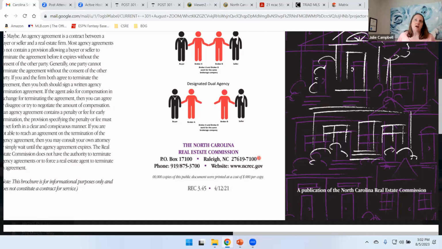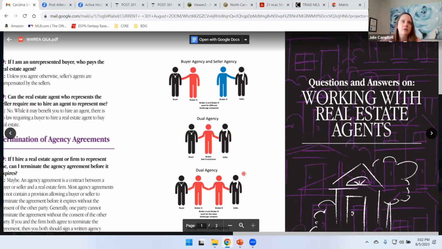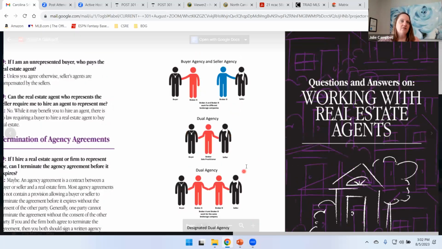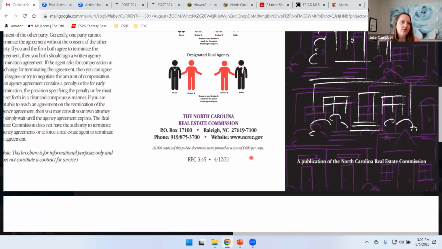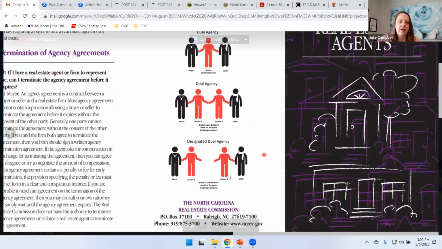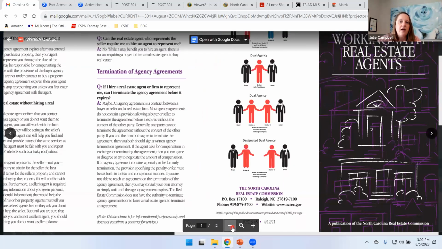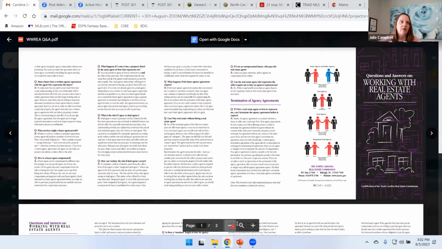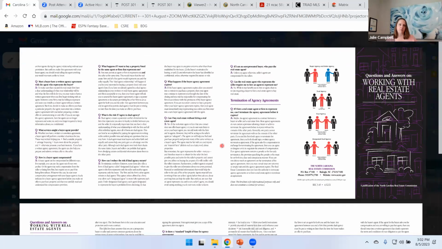We're going to spend some more time on dual and designated near the end of this class. We've got a whole section dedicated to that, so we'll see that next weekend. But I do agree with you guys, and I hope you agree with us that the pictures just help. It gives us this visual. And John or Camille, I can't remember which one of you said, but this brochure allows us to better explain the working with real estate agent disclosure.